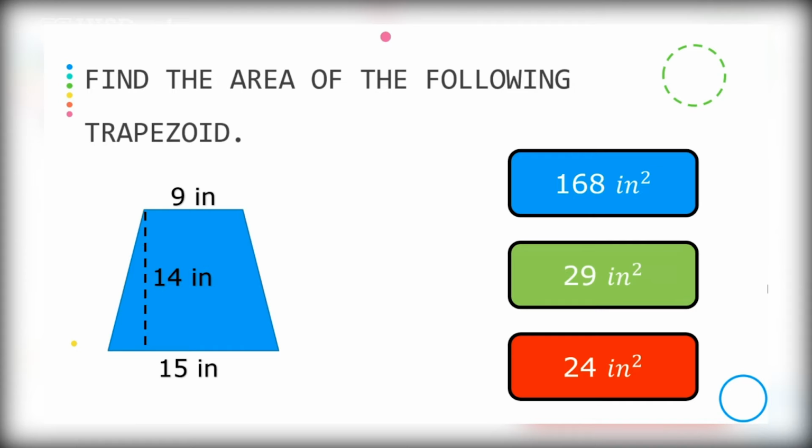You're going to find the area of the following trapezoid that has a height equal to 14 inches, base 1 is going to be equal to 15 inches, and base 2 is going to be equal to 9 inches. You're going to have a couple of seconds for you to get the correct answer.